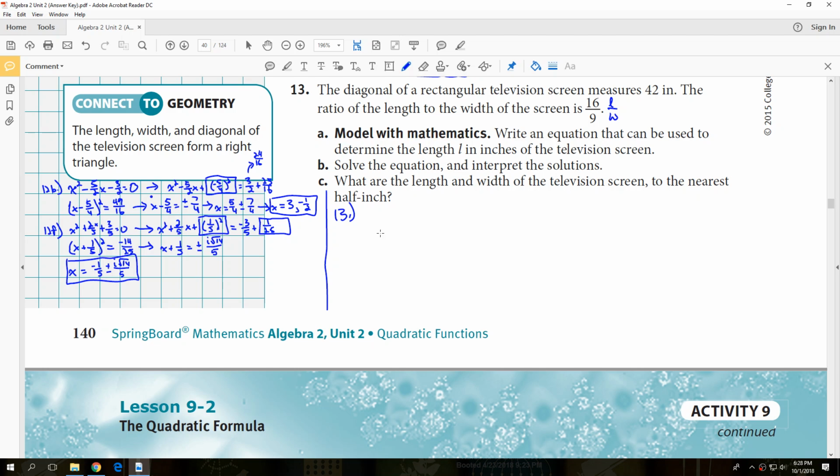All right. Number 1, I think it's necessary to draw a picture here. So let's draw a picture. So here's our screen. Okay. And the diagonal, all right, is 42 inches.